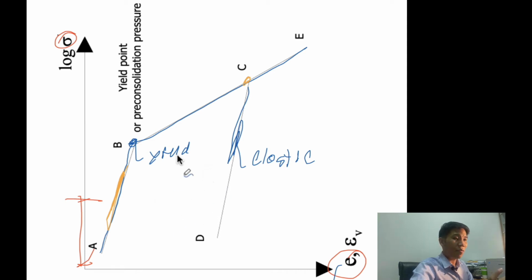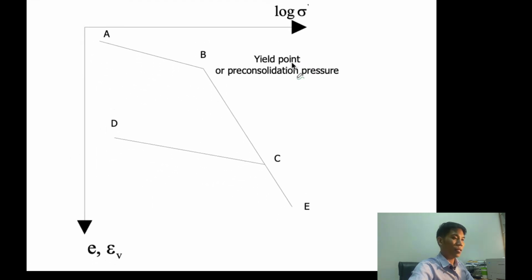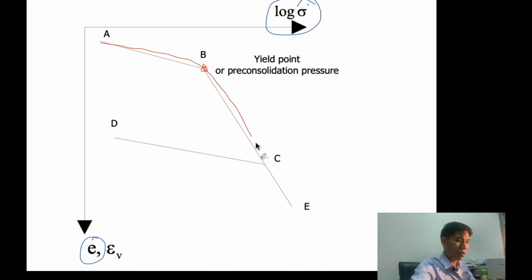But for the soil, we do not plot in this way, we rotate the curve. The curve will be something like this. The y-axis is void ratio, the x-axis is log stress. And we add the load from this, and we have to move it back. When we add the load, we have to add it in load steps 1, 2, 3, 4, for example 5, 6, 7, 8, and so on.